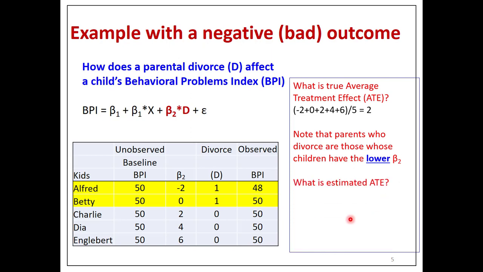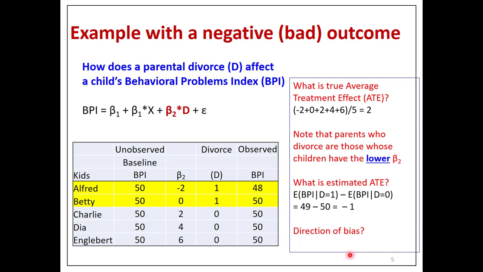Okay, and so what are we getting with the estimated average treatment effect? Well, it's going to be basically the difference in the means for those with divorce equals 1 versus those with divorce equals 0. So the expected BPI for those with divorce equals 1 is going to be the average of 48 and 50, and that's going to be 49. The expected BPI for those with divorce equals 0 is going to be the average of these three, and that's just going to be 50. So we're getting a -1 for that difference, and that's our estimated average treatment effect.